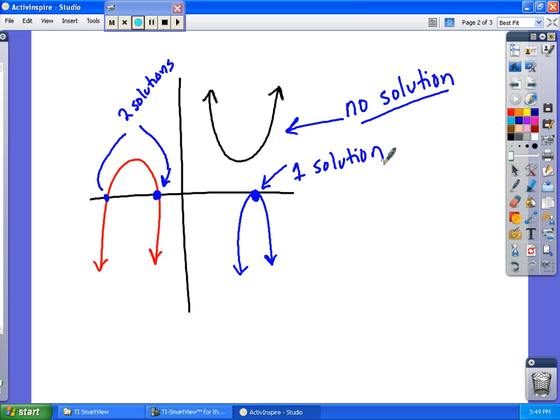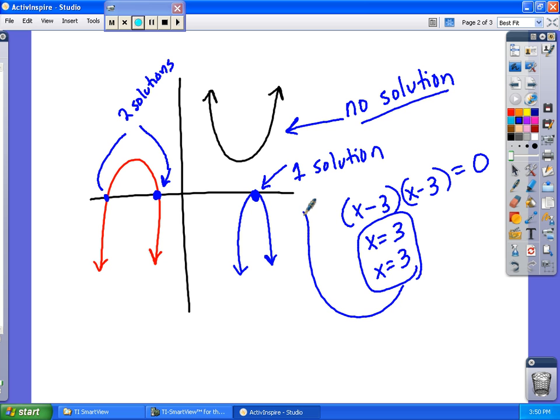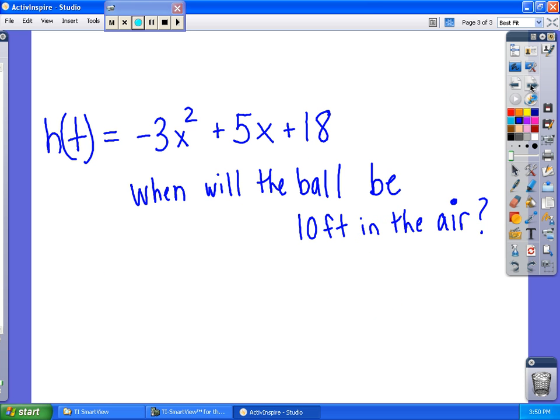This would be like if you were factoring and you got two of the same answers, like x minus 3 times x minus 3 equals 0. Well, when you set each of them equal to 0, you get the same answer twice. If you were to graph that same function, you would notice that it had a vertex on the x-axis. So here's one more example of how you might use graphing to solve.